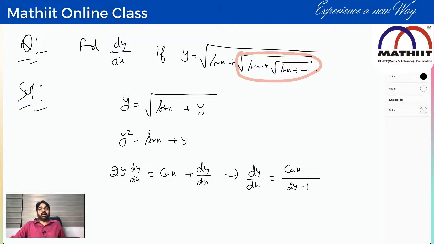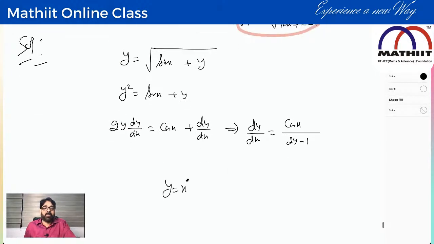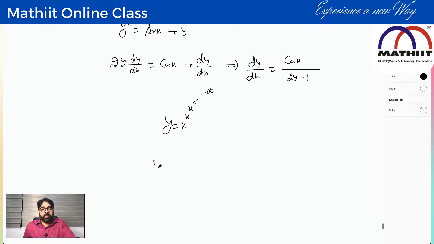So questions can be made complicated and diverted by using trigonometry or logarithmic functions. We can keep creating questions. There is no end to questions. You can create your own question, y equals x power x power x power x power up to infinity, whatever question. If this comes, what will you do? y equals x power y, and use the power function.